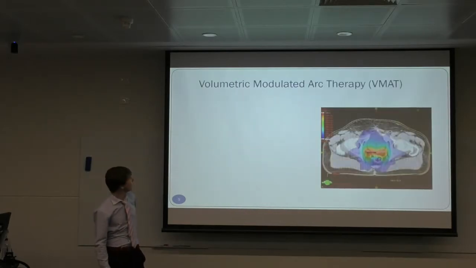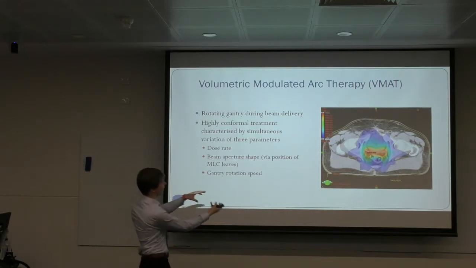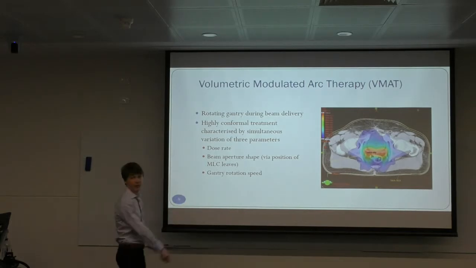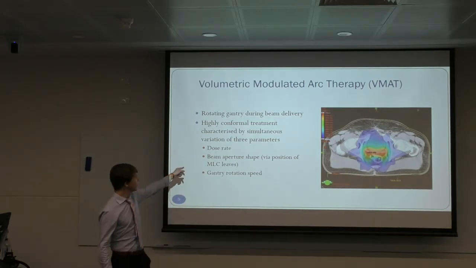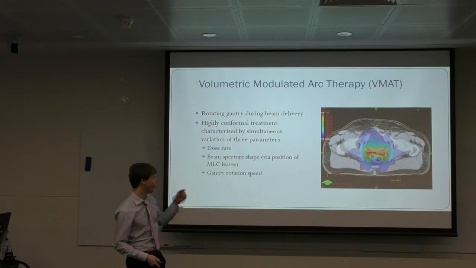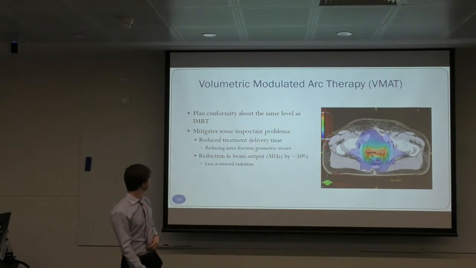You can use it for a modern therapy called VMAT, where you've got a gantry with the beam on rotating around the patient as the beam is on. It's characterized by simultaneous variation of three parameters: dose rate, beam aperture shape via the MLC leaves, and gantry rotation speed. That's called VMAT. And it's got good conformity, about the same as the other major treatment, IMRT.